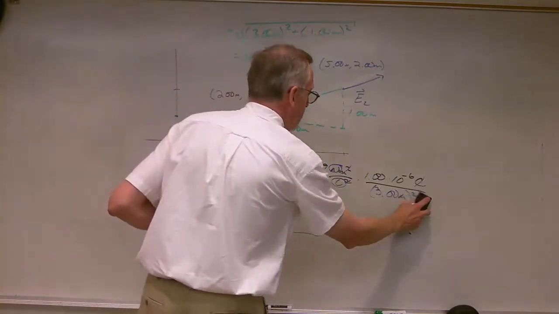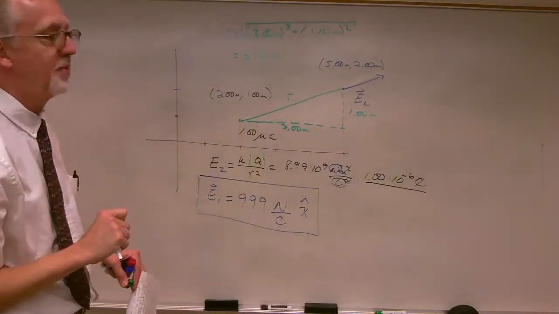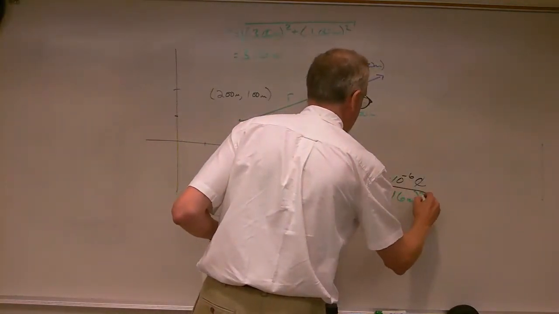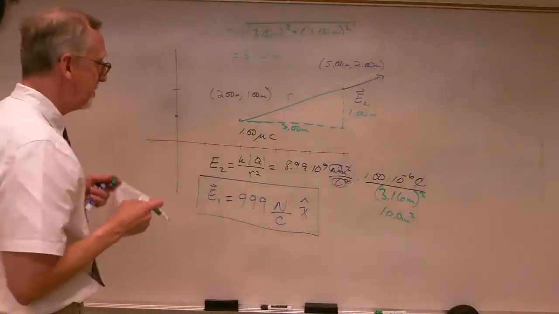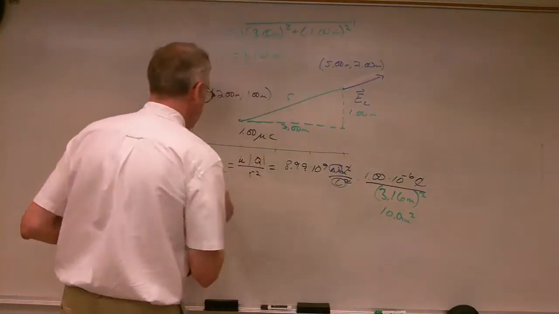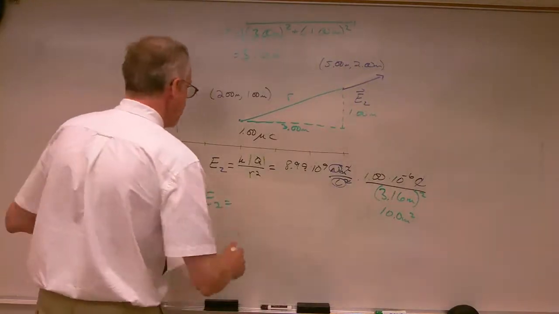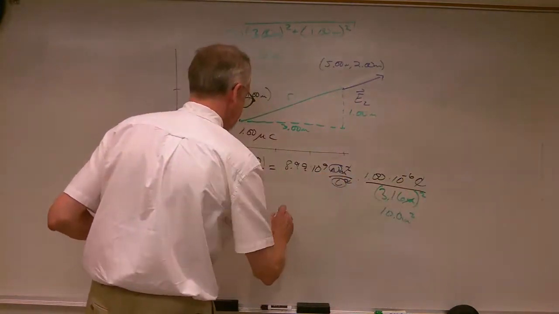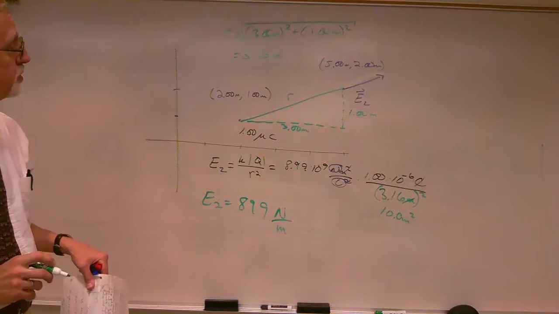Since we want r squared, we'll just stick in 10 meters squared down there. So what do we get? We get E2 is then 8.99 times 10 to the 9th times 1 times 10 to the minus 6 divided by 3.16 meters quantity squared, which we know is going to be 10 meters squared. Multiply that all out, divide, and what do we get? We get that E2 is equal to 899, and again, units, meter squared cancels, newtons per coulomb. There we go. So there's our magnitude, 899 newtons per coulomb.